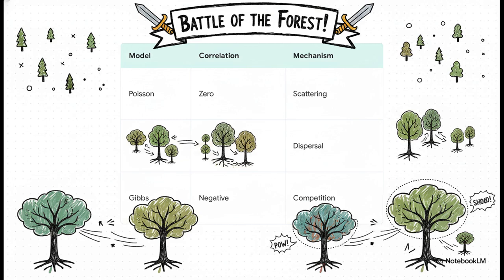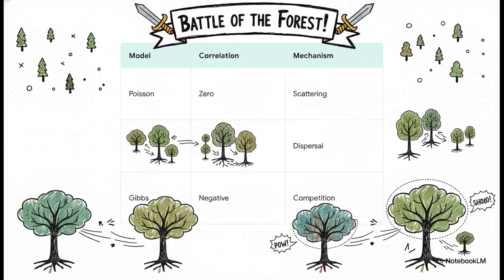But look right below that at the Cox or cluster process. Here we're seeing positive correlation. Biologically, this happens through seed dispersal. A parent tree drops seeds nearby, right? That creates a localized cluster of saplings that are mathematically attracted to one another's location. Conversely, check out the Gibbs or inhibitive process. This models negative correlation or repulsion.